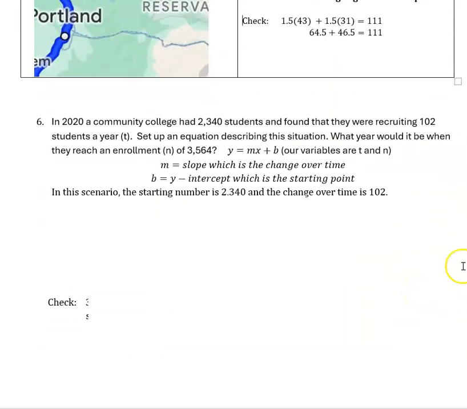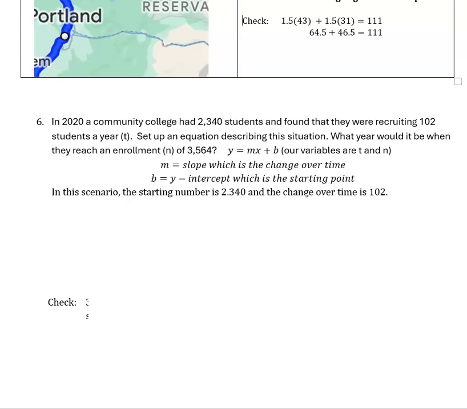Okay, last one. In 2020, a community college had 2,340 students and found that they were recruiting 102 students a year. T is the year. Set up an equation describing this situation. What year would it be when they reach an enrollment of 3,564? We're thinking about y equals mx plus b here. Our variables are t and n instead of x and y, but the same idea.